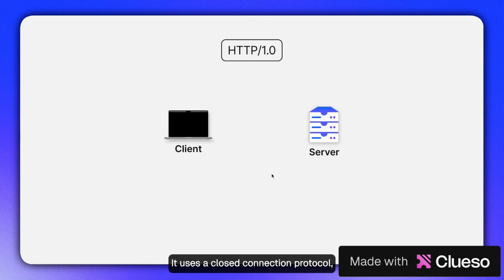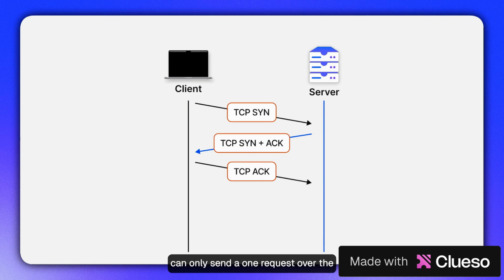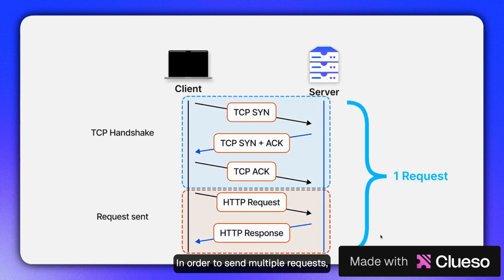It uses a closed connection protocol, which means there is a lot of back and forth between the client and server. First, there is a TCP handshake. Once the connection is established, we can only send one request over the single TCP connection. In order to send multiple requests, there will be multiple TCP handshakes between the client and server. This makes the process very slow.